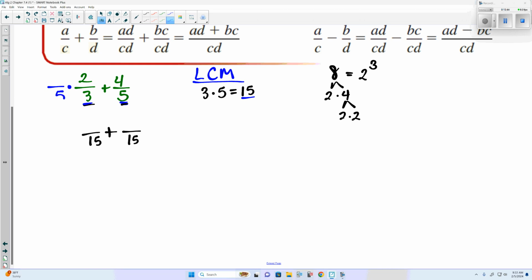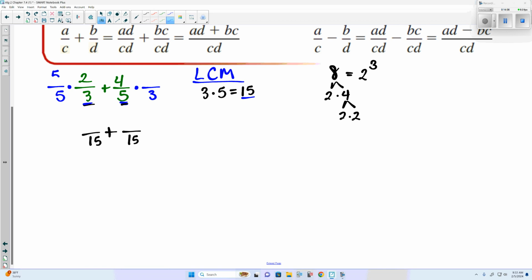Well, I need to multiply it by 5. And what do I need to multiply the 5 by? Well, 3. And we could look at the factorizations of the least common multiple and compare the two. Because 3 times 5 is our least common multiple. Well, the 3 is missing, the 5 is missing the 3. We're going to multiply it there.